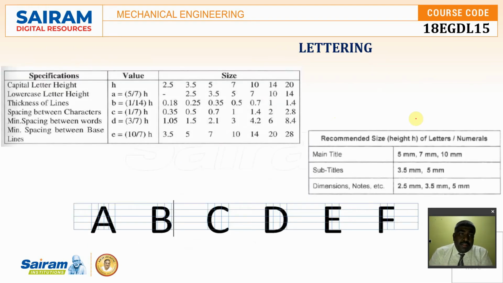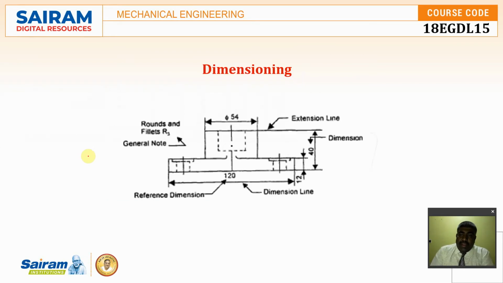Coming on to the lettering. Lettering has different things which we're going to follow in manual drawing. That is the size of the letters, width of the letters, the thickness of the letters, everything comes in the picture. Coming to dimensioning.